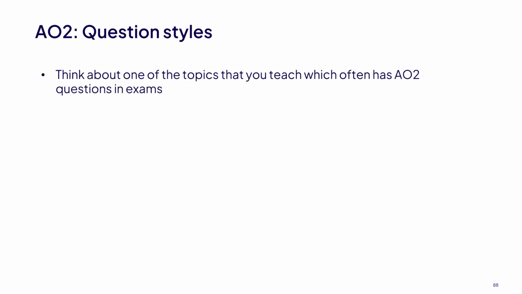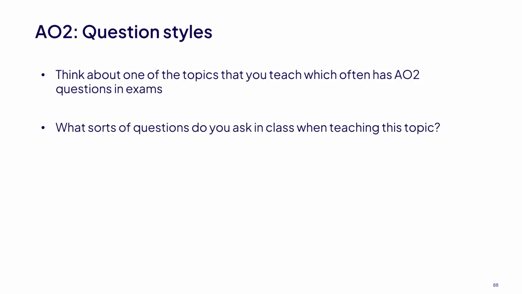Okay. Now, the other thing I think is so important, and something that I didn't really appreciate when I first started teaching back in 1973, yes, it was as long ago as that, is the importance of questioning. So something for you to think about. Think about one of the topics that you teach, which often has AO2 questions in the exams. One that springs to mind straight away for me is chemical equilibrium. Often has AO2 questions. What sort of questions do you ask in class when you're teaching this particular topic?